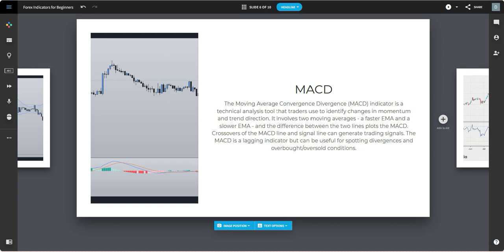The MACD indicator is a technical analysis tool that traders use to identify changes in momentum and trend direction. It involves two moving averages, a faster EMA and a slower EMA, and the difference between the two lines plots the MACD. Crossovers of the MACD line and signal line can generate trading signals. The MACD is a lagging indicator but can be useful for spotting divergences and overbought and oversold conditions.